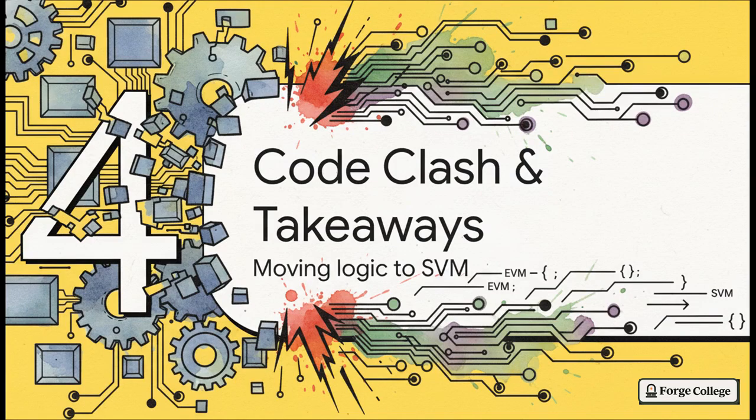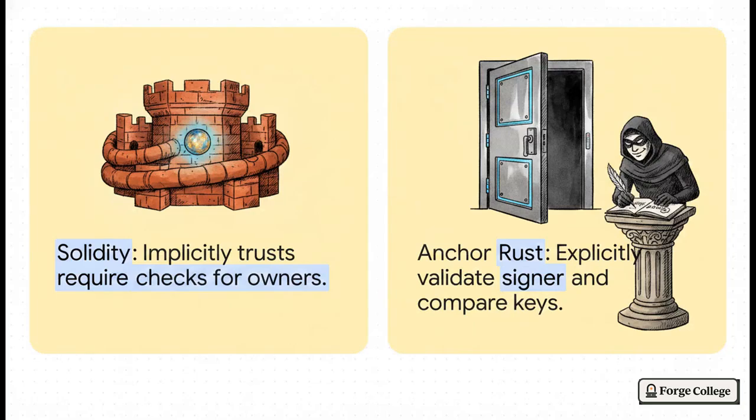Let's move to Section 4, Code Clash and Takeaways. This is what moving logic to the SVM actually looks like. Take a look at this code comparison. On the left, you've got a standard EVM owner-only modifier in Solidity. It implicitly trusts the require msg.sender equals owner check. It's co-located directly with the state mutation. Super simple. But on the right, we have Rust using the Anchor framework for Solana.